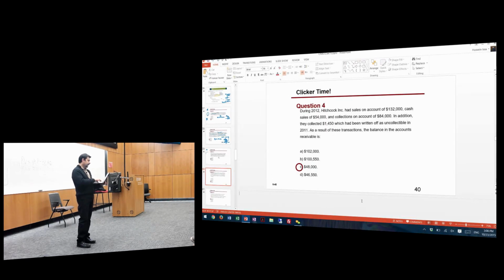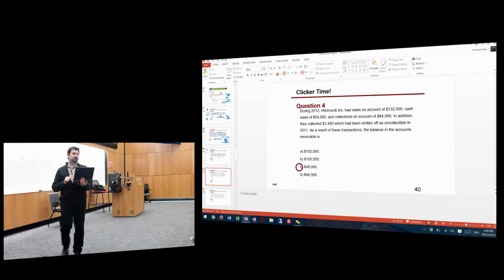Let's do this here. Accounts receivable originally were 132,000. That was a debit, so for debit, I'm going to put plus. It was 132,000. That was what? Sales on account. And then cash sales. We don't care about cash sales. Collection on account. We collected 84,000. In addition, we collected 1,450. Do you add it or subtract it?